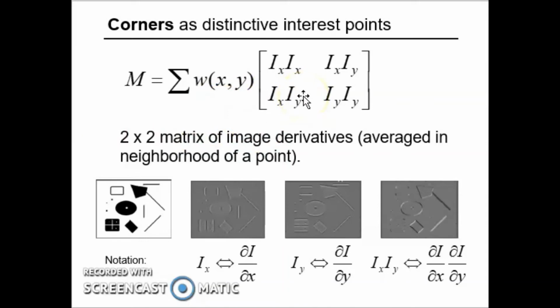This is a 2 by 2 matrix of image derivatives, and it is averaged in a neighborhood because of the window that we are using over here, where I of x is the partial derivative of I with respect to x, and I of y is the partial derivative of I with respect to y, and Ix Iy is the partial derivative of I with respect to x and y both.